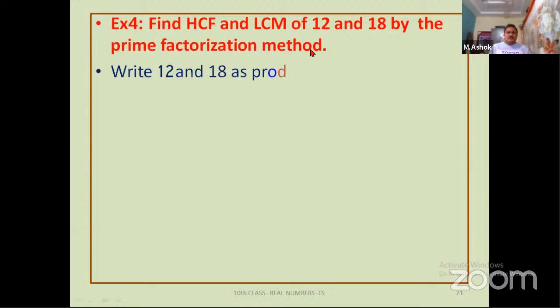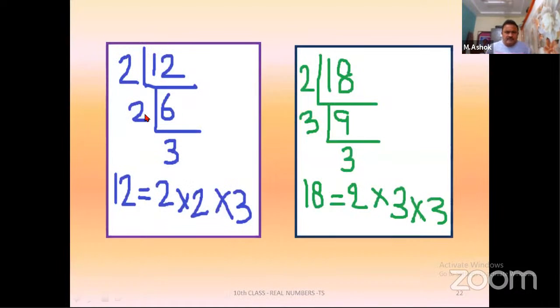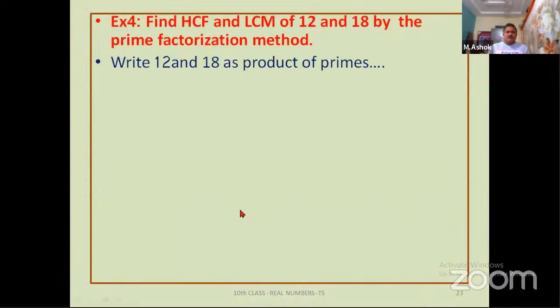Okay, what is the first step? Yes, the first step is to write the prime factors of 12 and 18. So we know 2 into 6 and 2 into 3. So 12 is equal to 2 into 2 into 3. What about 18? 2 into 9, 18. Again 3 into 3, 9. That means 18 can be written as 2 into 3 into 3, and 12 can be written as 2 into 2 into 3.